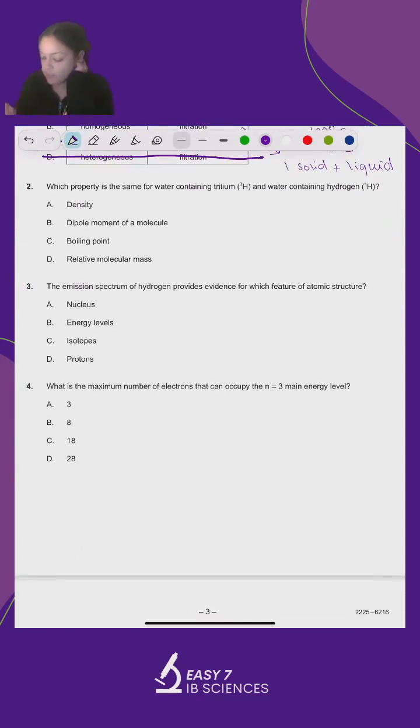Next question says, which property is the same for water containing tritium and water containing hydrogen? Anyone have any guesses for what the answer could be? Okay, I'll give you guys a hint. It's not A. Okay, we've got a C.